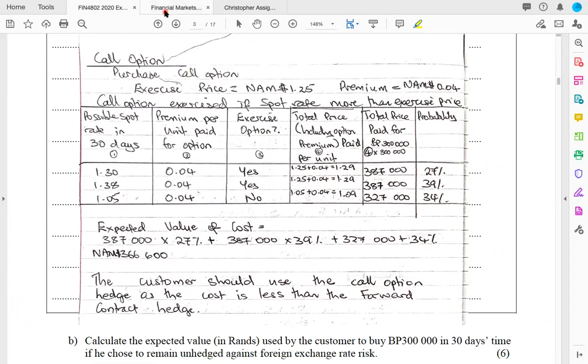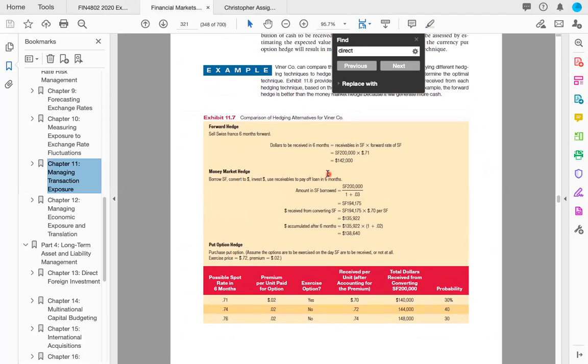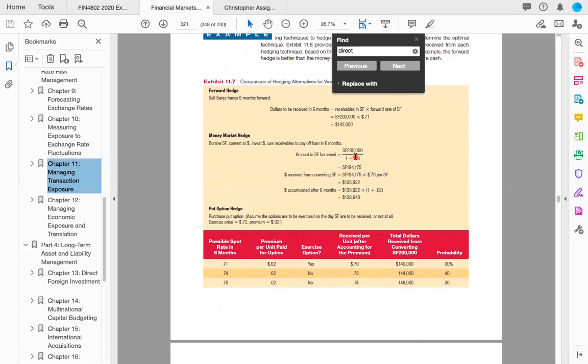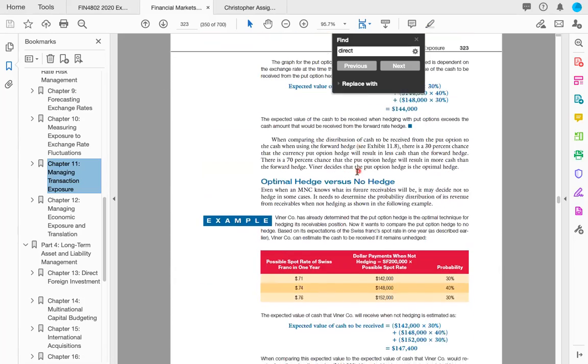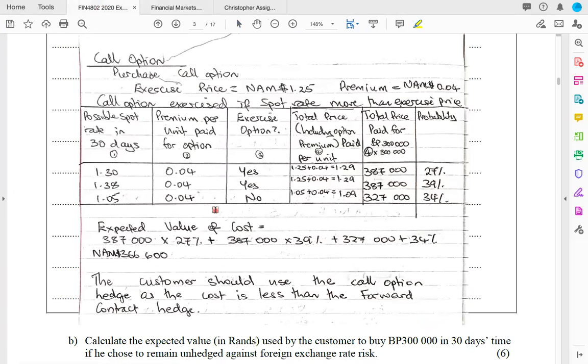I emphasize again, make sure you go through how to hedge trade receivables if you're actually receiving money and not paying. When you're actually receiving money, you would want to pick the option with the highest amount in terms of the amounts you calculate through the forward hedge, the money market hedge, the put option hedge, or even no hedge at all. So please be sure to go through that.